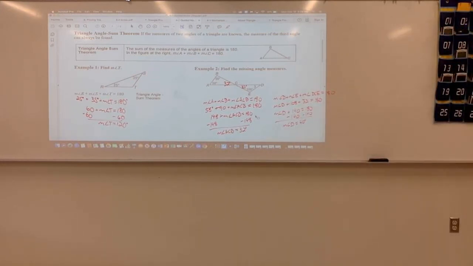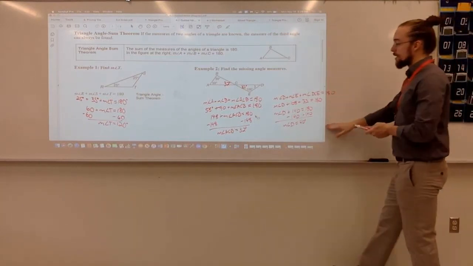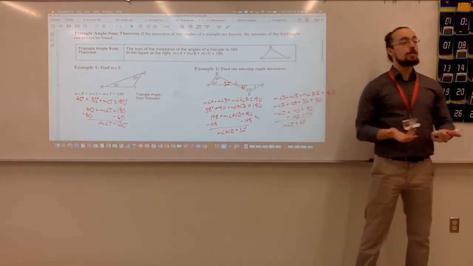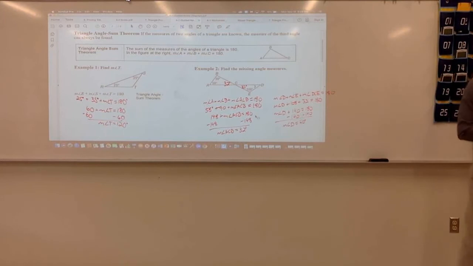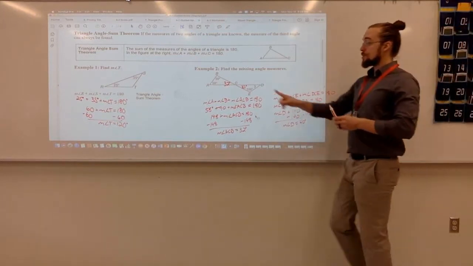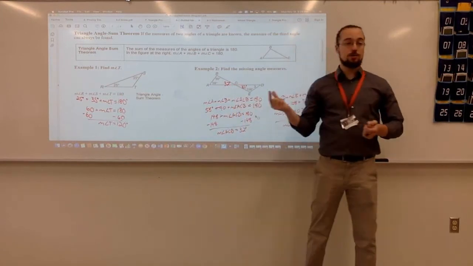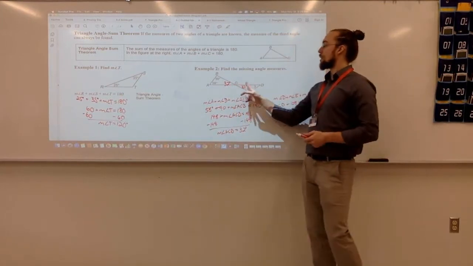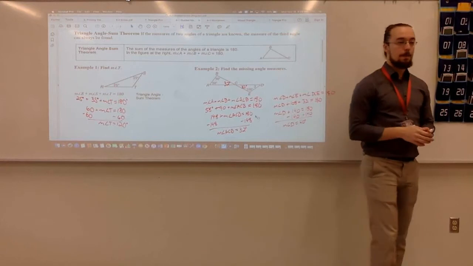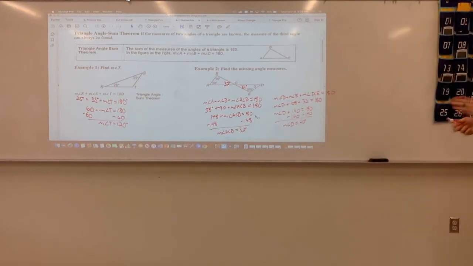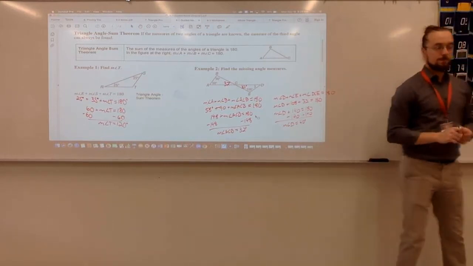Yes, this does seem like a little bit more work than we need for a problem like this, where all we're doing is subtracting 180 minus these two to get 32, and subtracting 180 minus these two to get this one. But as we get this process down, when we add variables, it's not going to be any different.